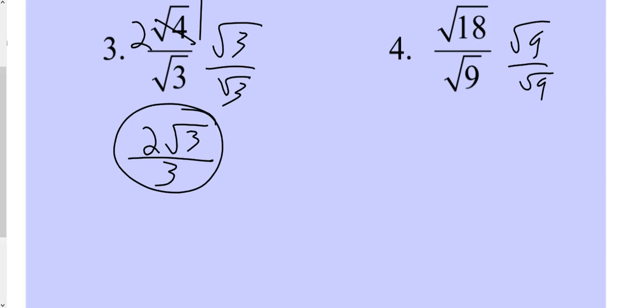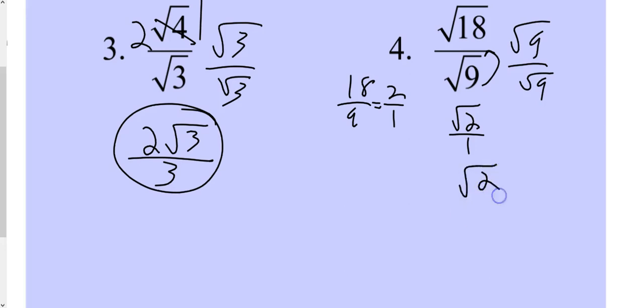Okay? Radicals can multiply. Radicals can also divide. So just like 18 over 9 is 2 over 1, radical 18 over radical 9 is radical 2 over 1. So we can divide this right there into 18 and be done. And we can just simply write it as radical 2.